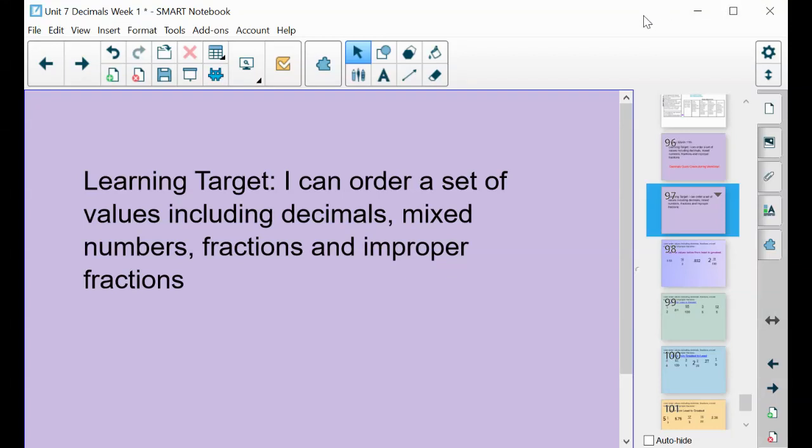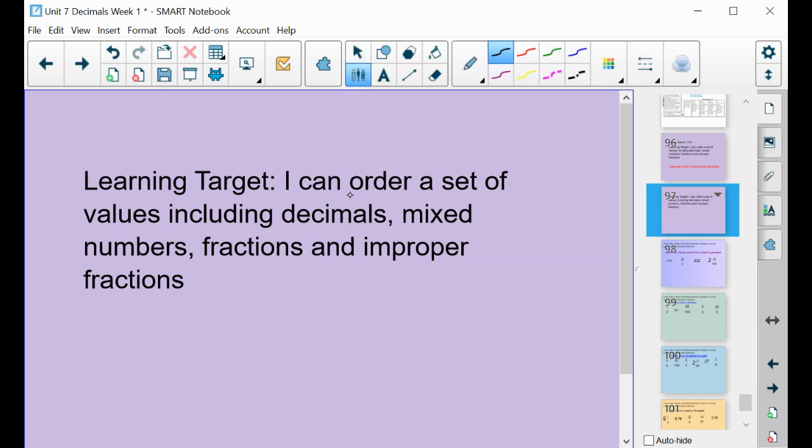Okay, today we are going to work on ordering a set of values that includes decimals, mixed numbers, fractions, and improper fractions. You might also see decimals with whole numbers. Now, I want to point out quick, you have already done some comparing and some ordering with all of these values, but today you're kind of going to be putting all of those things together in one learning target.